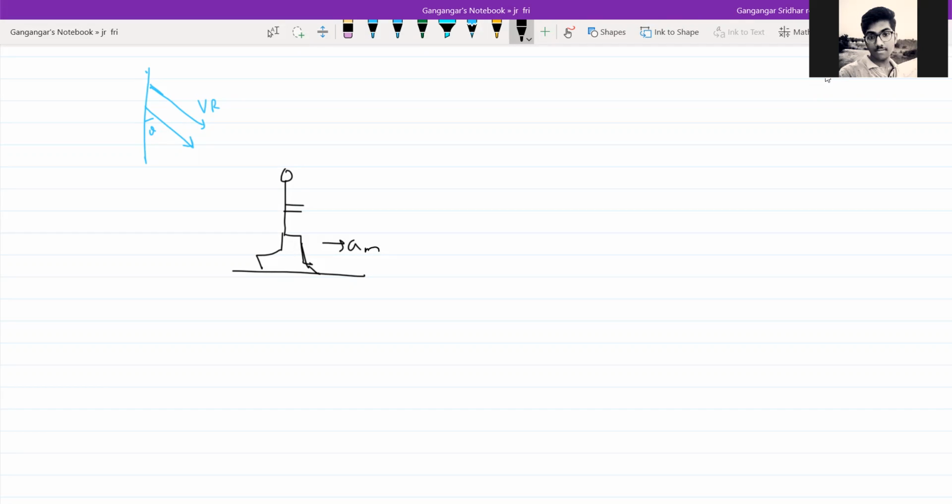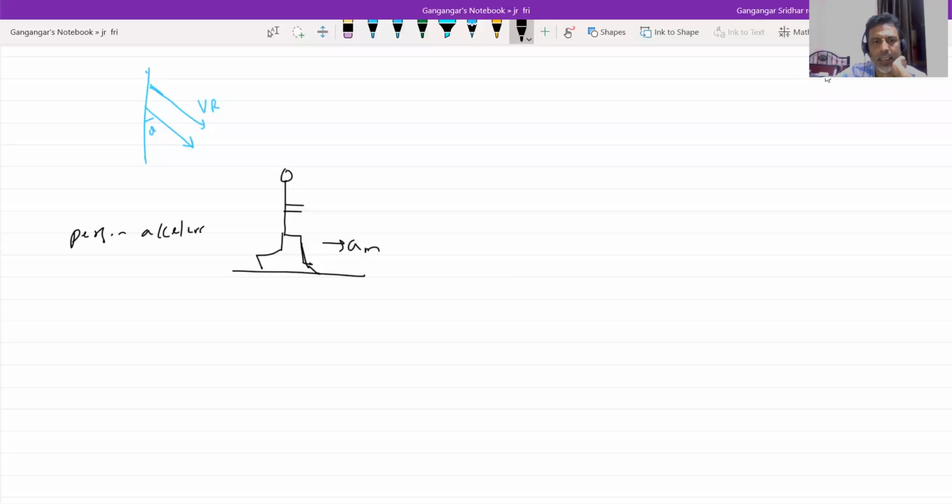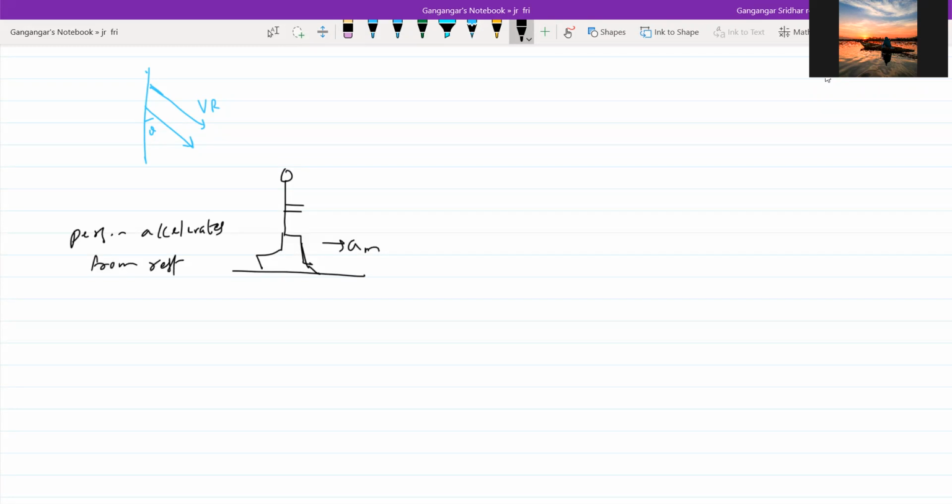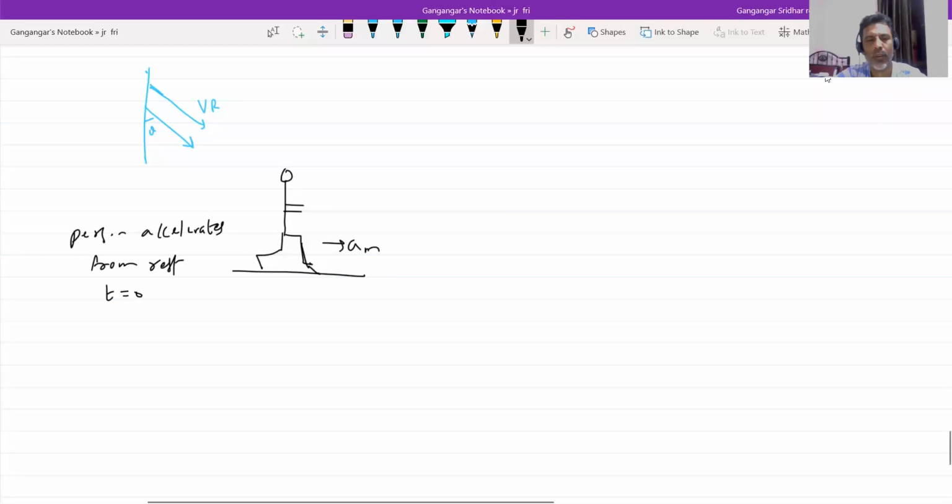Let the acceleration of man be am. So the person accelerates from rest at t equals 0. The rain is pouring at an angle. So what is the velocity of rain with respect to man?